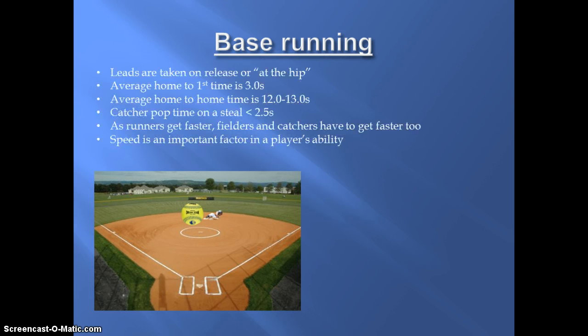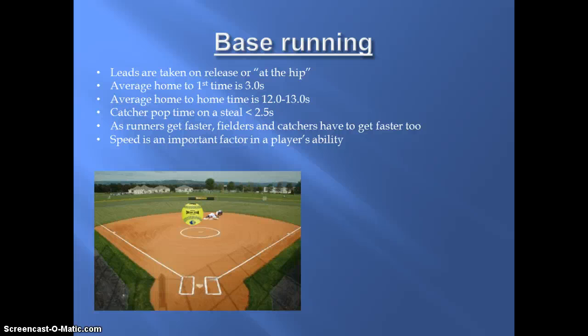Base running is probably the most confusing part of softball for those who don't play it. Leads can only be taken on release of the pitch or at the hip of the pitcher. An average home to first time is 3 seconds, and an average home to home time is 12 to 13 seconds. A catcher's pop time on a steal has to be less than 2.5 seconds.